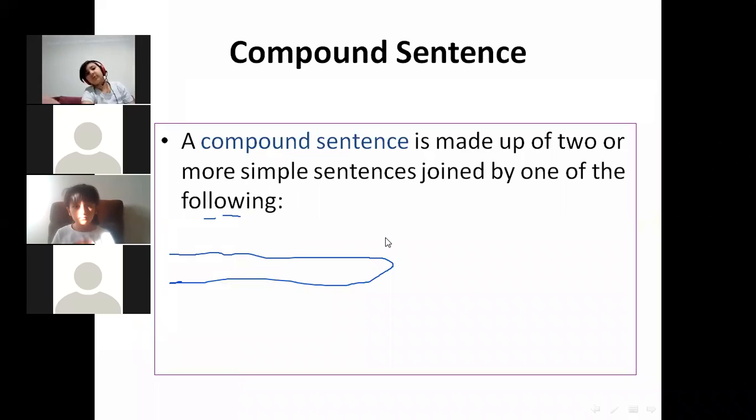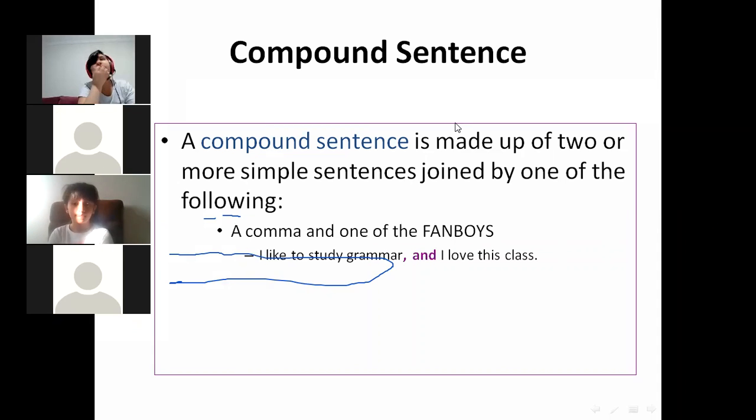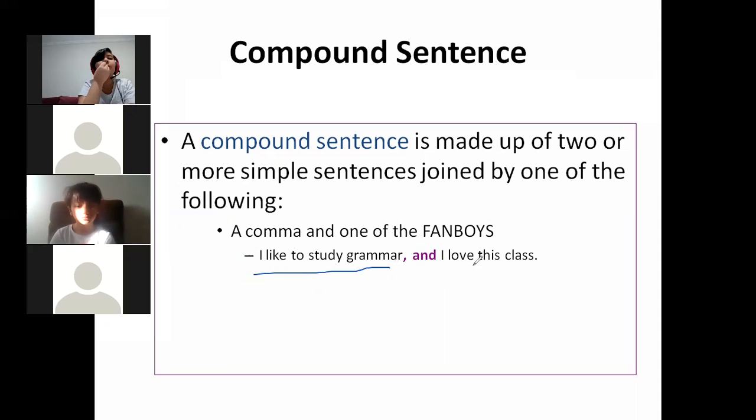Okay. So the compound sentence is made up of two or more simple sentences joined by one of the following: and, or, comma. Like, I like to study grammar and I love this class. Here we have two independent sentences. We can say, I like to study grammar. And we can say, I love this class, right? And we can say, I like to study grammar and I love this class.